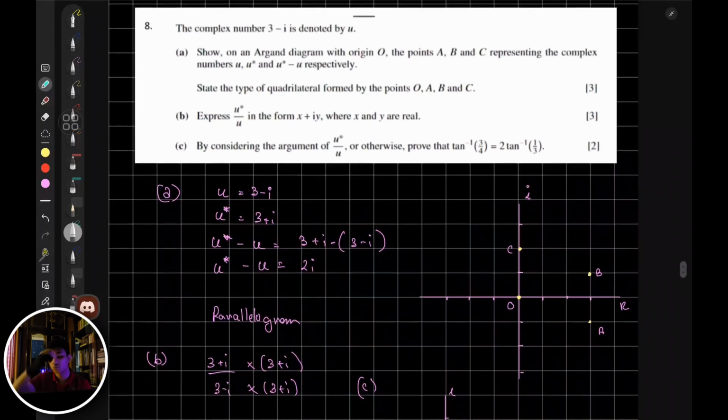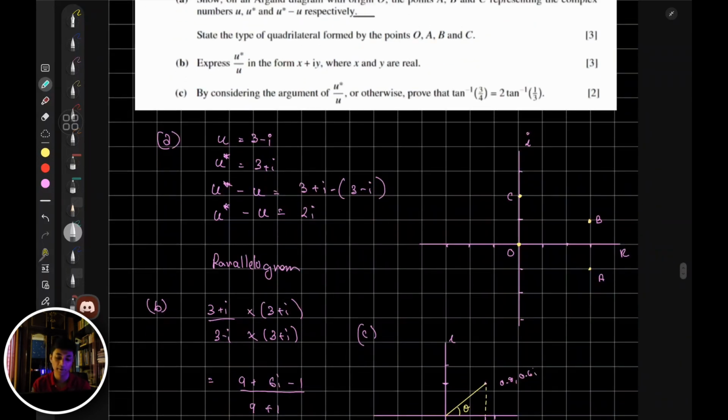Now they've asked you what shape. State the type of quadrilateral formed by the points O, A, B, C. They're asking what is the shape formed by these 4 dots. So the shape formed is going to be a parallelogram. If you join it, you're going to get a parallelogram, right? So your answer is parallelogram.